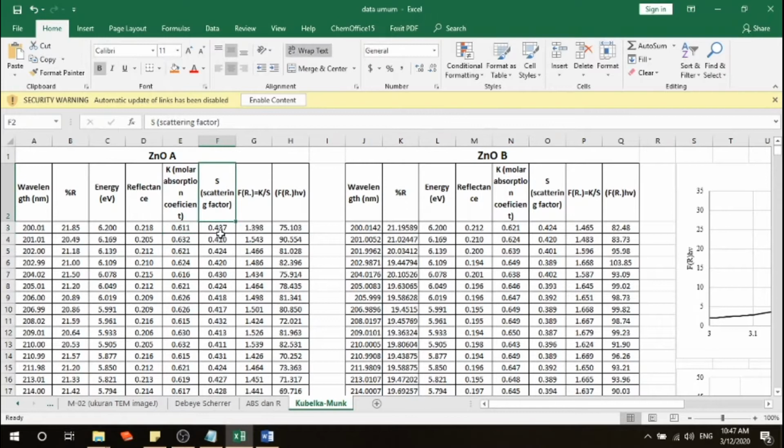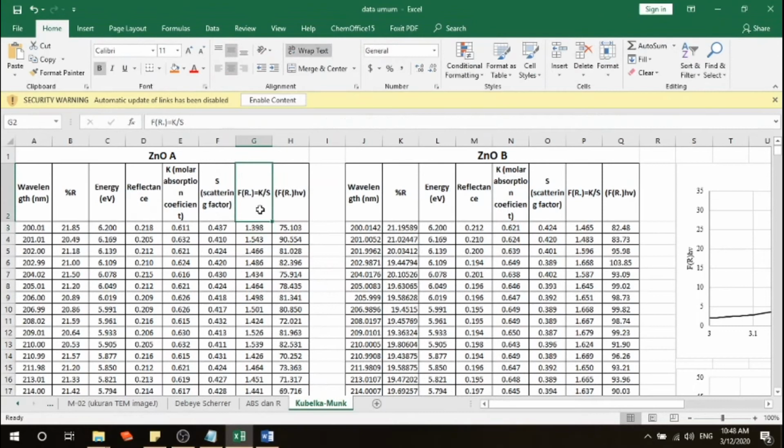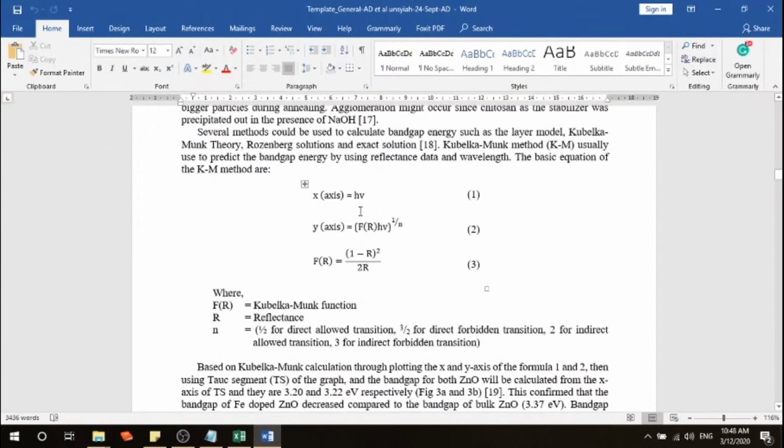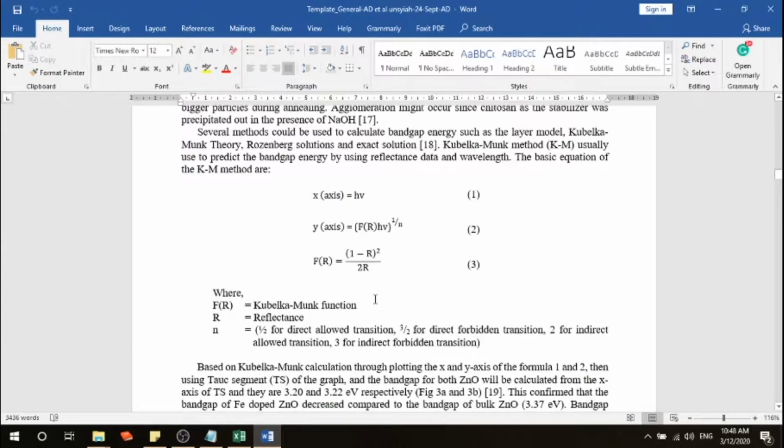So finally we must calculate the Kubelka-Munk function. So (1 minus R)^2, or K, divided by 2R, or S. So I have this K for S, where K is the absorption and S is the scattering. So finally we got this thing, which is the y-axis. As I said earlier, we have a square here because the n of zinc oxide is 1/2. This is probably different for another semiconductor, probably 3/2, or you can search in different literature. This is especially for zinc oxide.